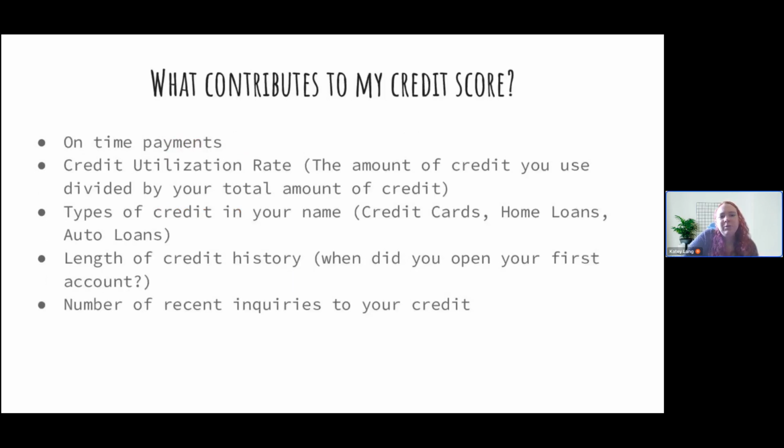So what contributes to my score? Like I said earlier, on-time payments is going to be the number one contributor to your score. If you have 100% on-time payments, that is going to be the number one contributor there.